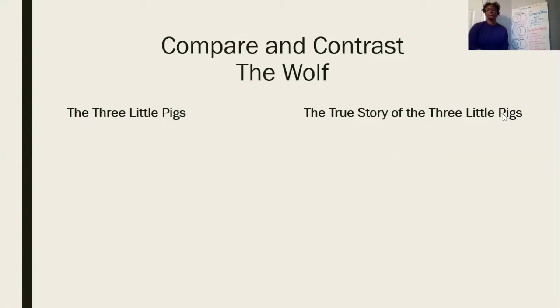All right, so we're going to talk about the wolf. And right now we have the title of the Three Little Pigs and the second story title, The True Story of the Three Little Pigs. And this is a way for us to talk about the differences that we saw in those particular stories. If you want to talk about comparing, it's very easy for us to say that the wolf was a character in both of these stories. But how was the wolf different in one story compared to the other story?